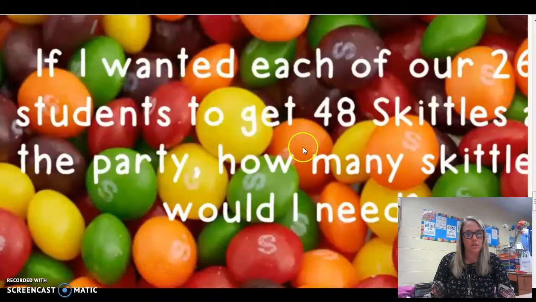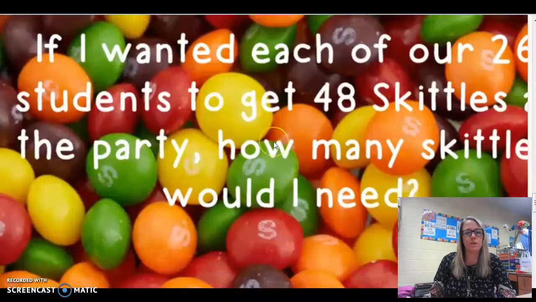So what you're going to do is you're going to create, using either Google Docs, Google Drawings, or Google Slides, an explanation of how you would solve the Skittle challenge for me and how you found your answer. You can also use Snagit to do a voice description if you would like as well.